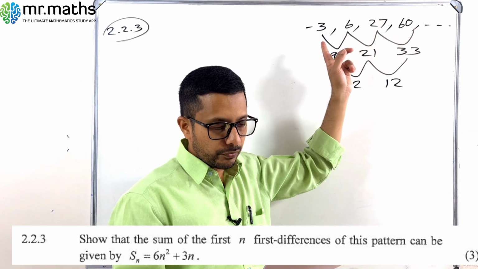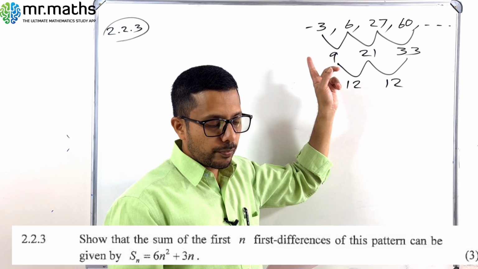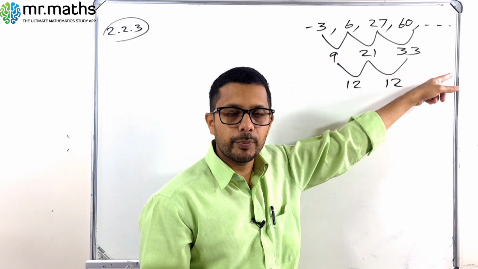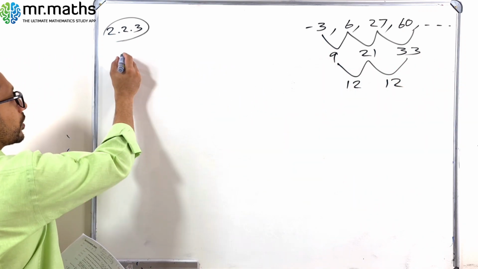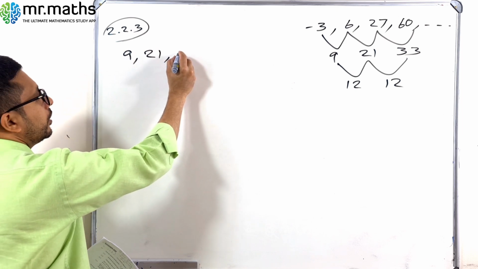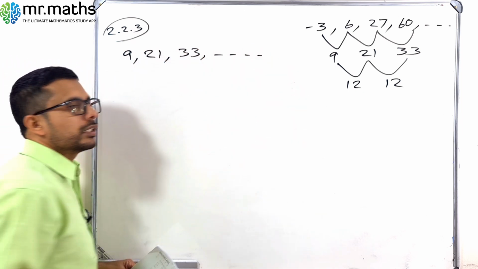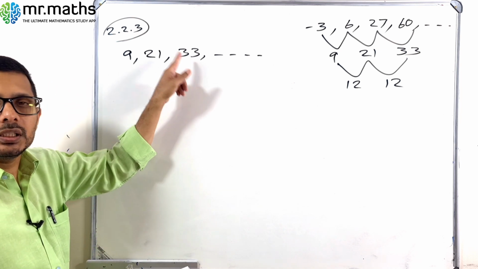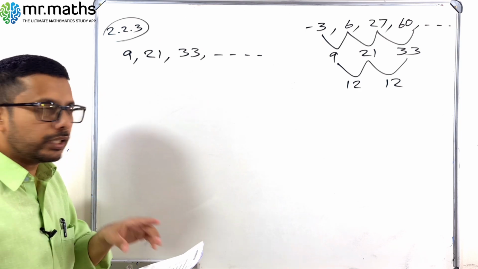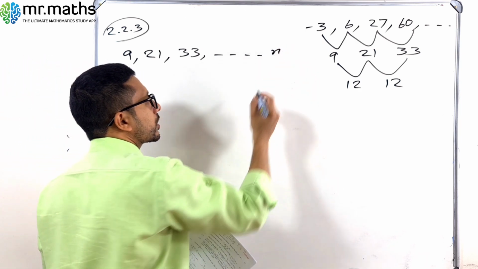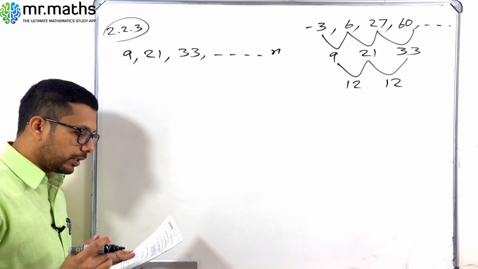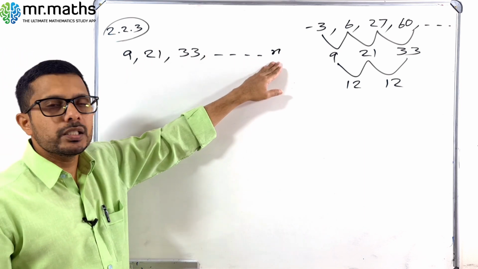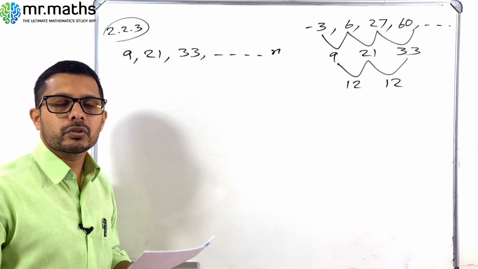Okay. Now look at that question once more. Show that the sum of the first difference of this pattern. This is the first difference. Am I right? Okay. So let me write that first difference once more here. 9, 21, 33, etc. This is the first difference. And what do you want to show? Show that the sum of the first n terms of this sequence is given by, so you have to show that the sum of the first n terms, Sn, is equal to 6n square plus 3n.